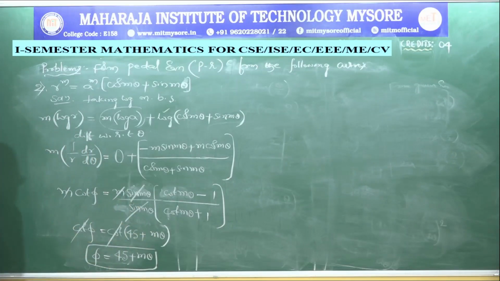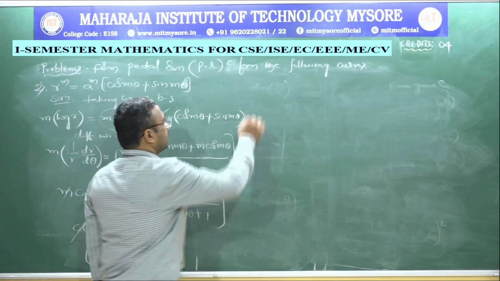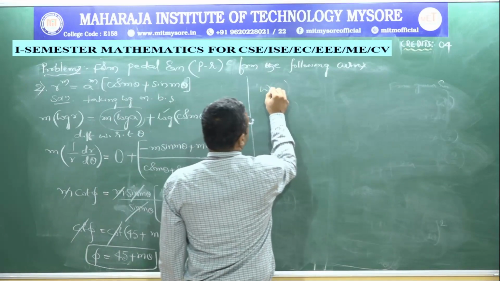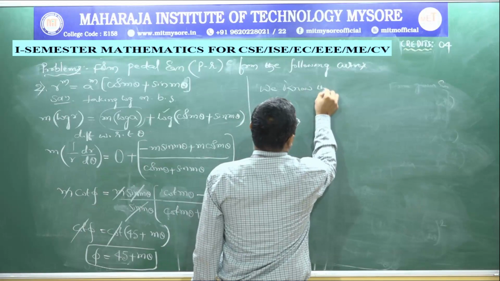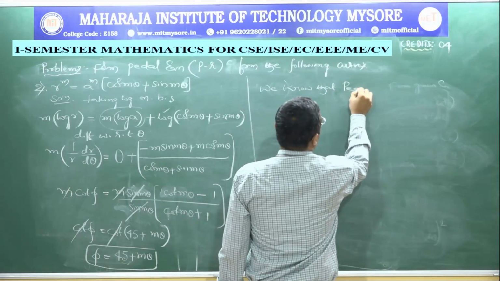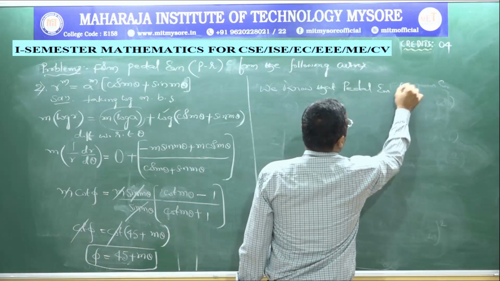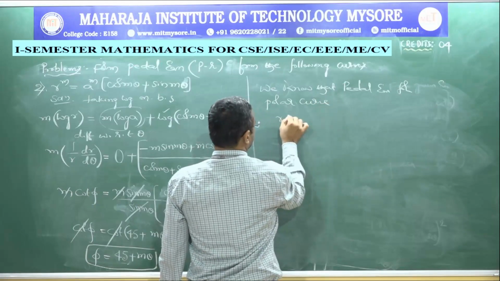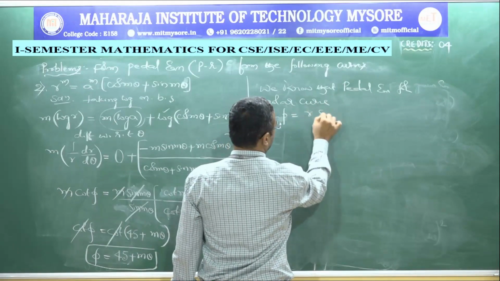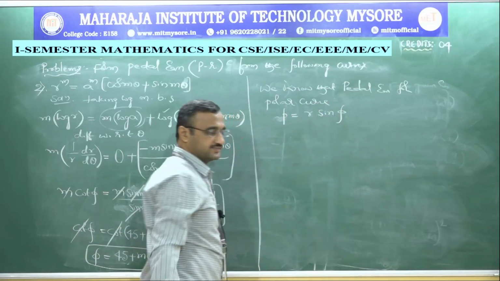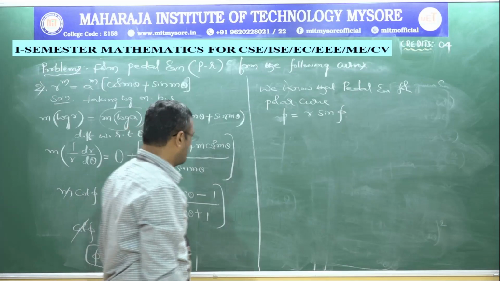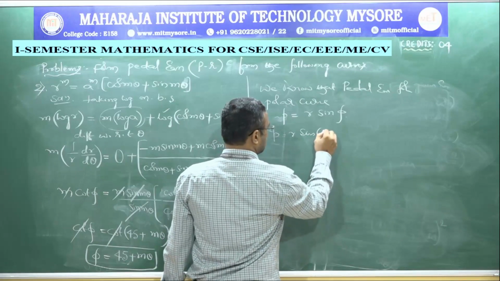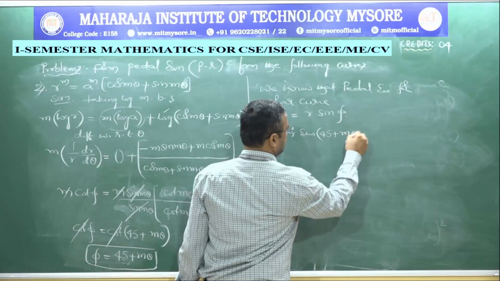Now you directly get the value of phi. So after getting this, now I have to apply this phi in the pedal equation. We know that the pedal equation for polar curve is P equal to R times sine phi. Okay. Now use this one. P equal to R into sine phi value. It is 45 plus m theta.